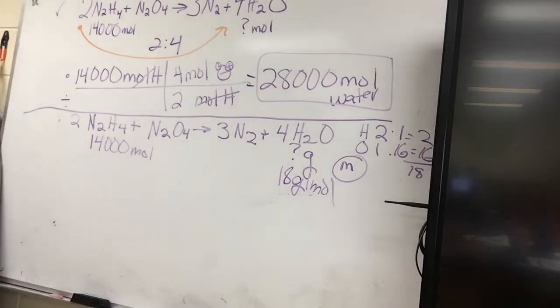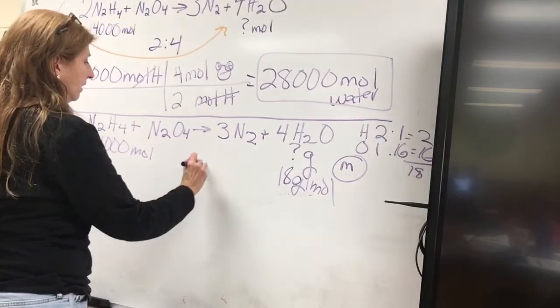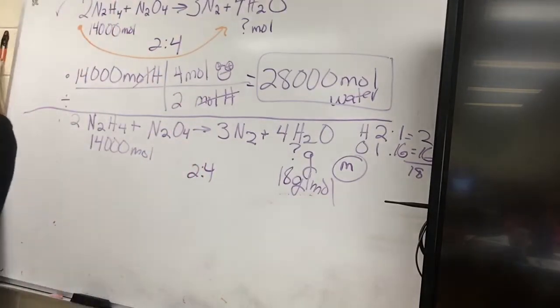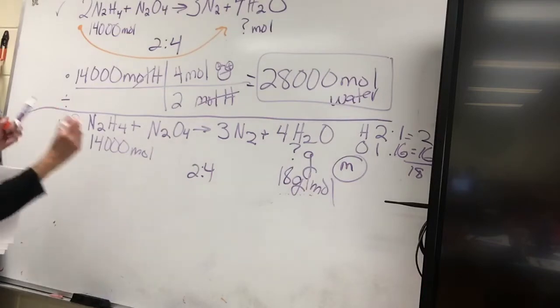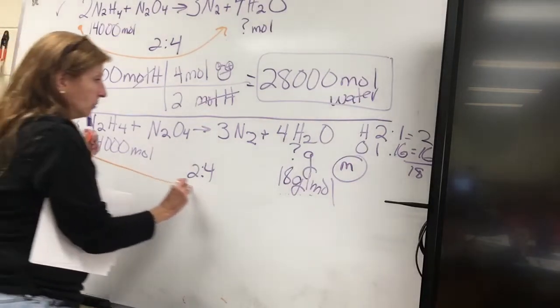Okay, so now what do we do? Train track. Ratio. Mole ratio. Don't forget Betty. And it's 2 to 4 again. And now what do we draw? Train track. No. We gotta draw the U. You're getting ahead of yourself. Not yet. Got to draw a U from what we know to what we don't know.